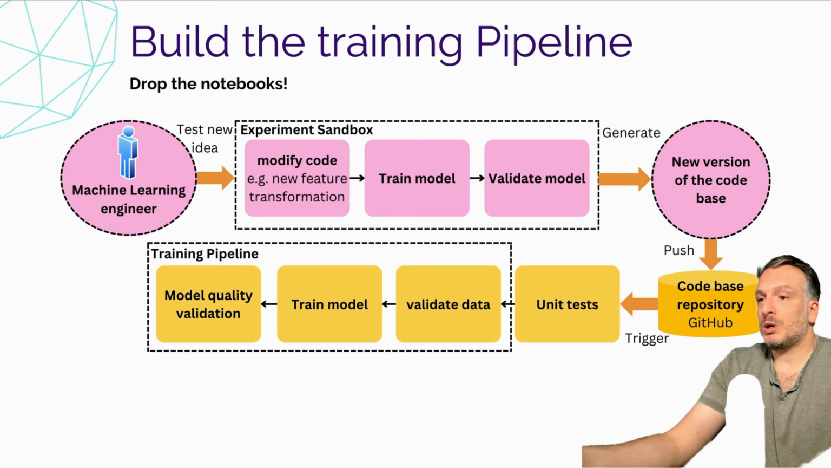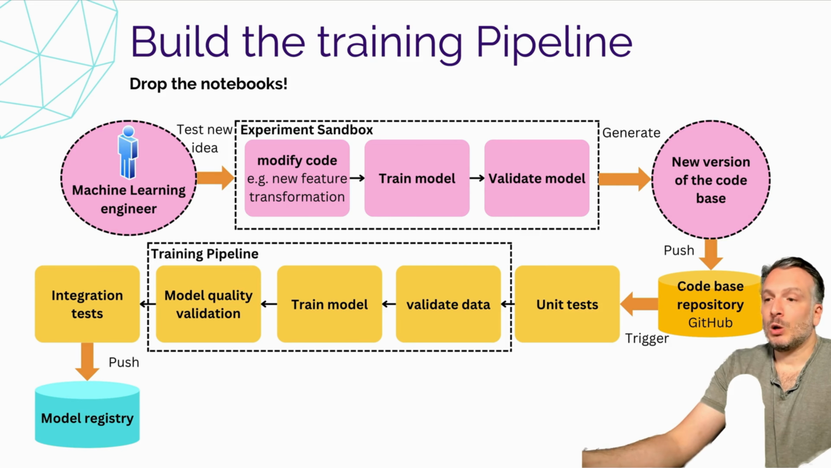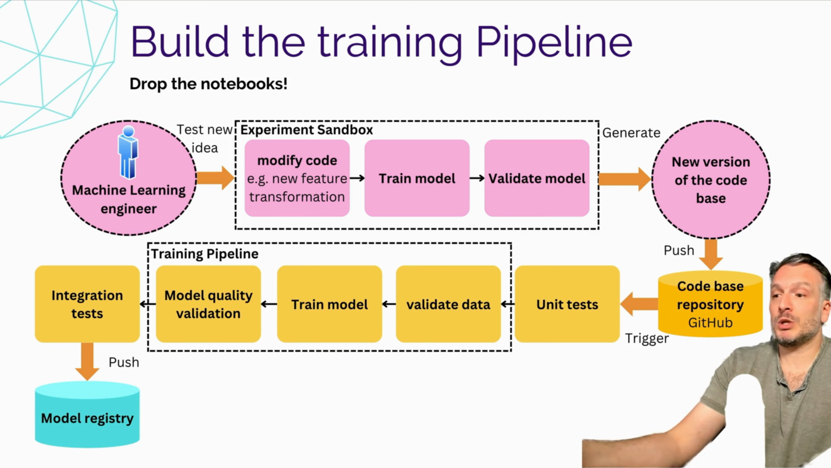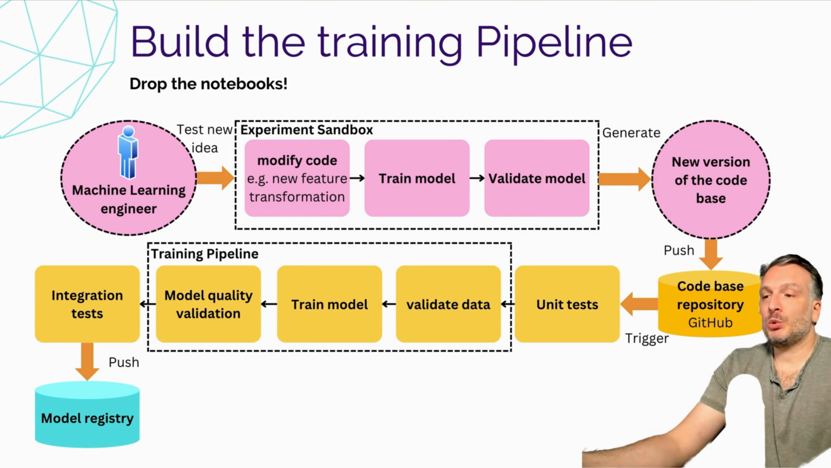So this is a training pipeline. As much as possible, we should make sure that those steps are not done manually by somebody. Once we have a new trained model, we need to make sure that we can push it to a model registry. So we need to be able to store that model. Usually it is important to have some integration tests to ensure that the new model is not breaking anything.